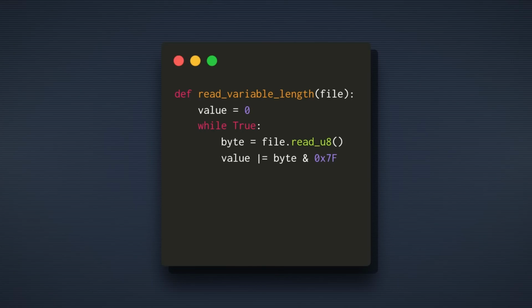Then we OR the 7 least significant bits of our byte into our value. Remember, the most significant bit indicates whether more bytes will follow. If it is a 1, we simply shift our value's bits to the left by 7 places to make space for the next 7 bits. Otherwise, we know that we're done and we break out of the loop. Pretty simple.